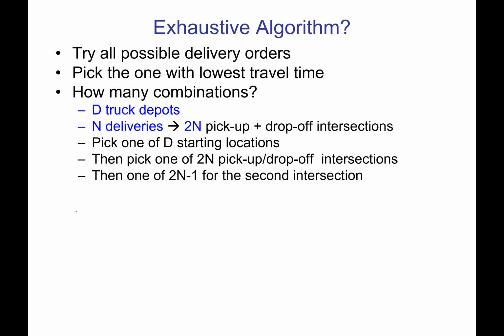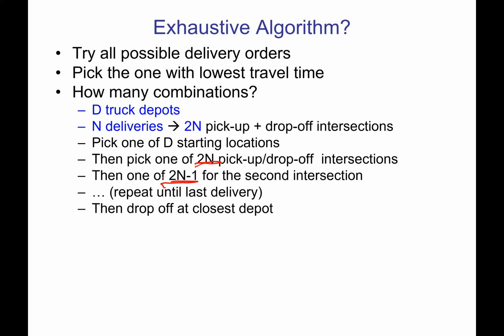So any one of those 2N intersections, maybe a pickup, maybe a drop off, and then I'll check if it's legal. Okay, so if I do it that way, I've got 2N choices for my second decision. And then I've gone to one of these intersections, so now I've got 2N minus 1 choices for the next one and so on. I repeat that to the last delivery, and at the end, I actually can just drop off at the closest depot. There's no real point in evaluating other choices. I'm done, I'll just go whichever place is closest.